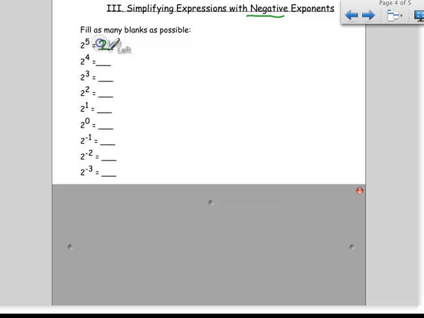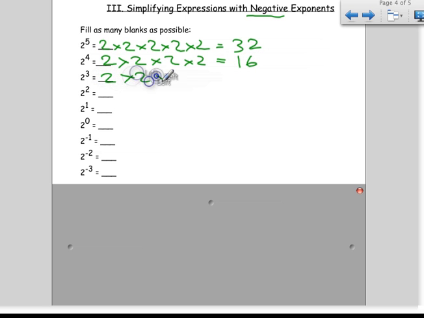2 to the 5th means 2 times 2 times 2 times 2, 5 times, which would have equaled 32. 2 to the 4th means 2 times 2 times 2 times 2, only 4 times, which equaled 16. 2 to the 3rd was 2 times 2, 3 times, which equaled 8. 2 squared is 2 times 2, which equals 4. And 2 to the 1st is just 2 one time, which equals 2.